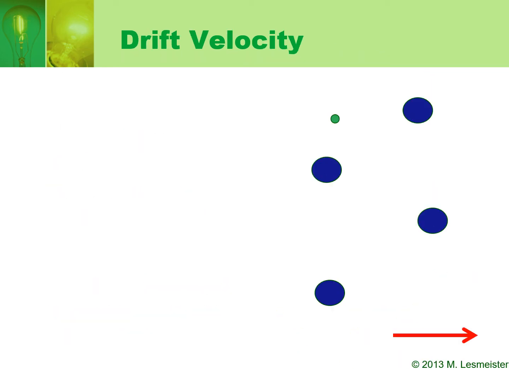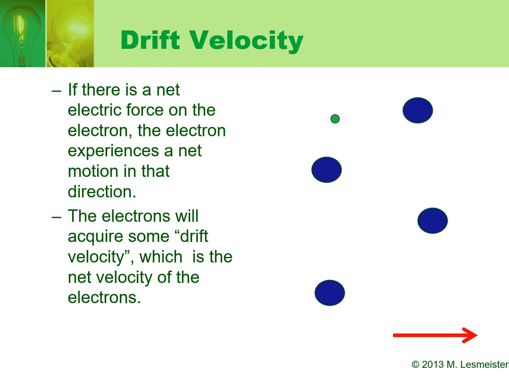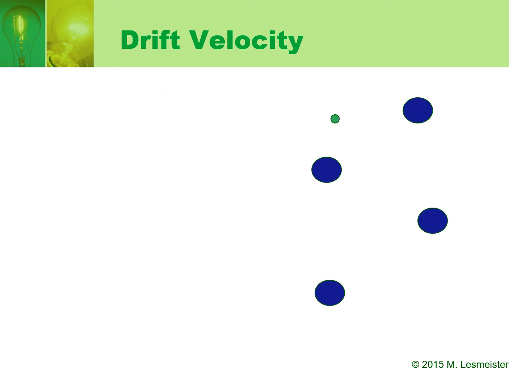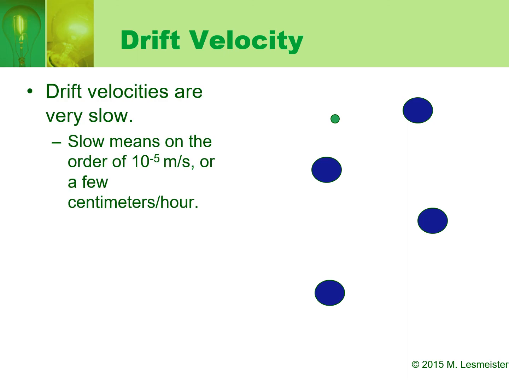Now, if there is a net force on the electrons, then they will experience a net motion in the direction of that force. The electrons will acquire some drift velocity, which is what we call the net velocity of the electrons. Now, drift velocities are actually very slow. By slow, I mean on the order of 10 to the minus 5 meters per second. That works out to be a few centimeters per hour. This is much slower than the average speed of the particles in between collisions.